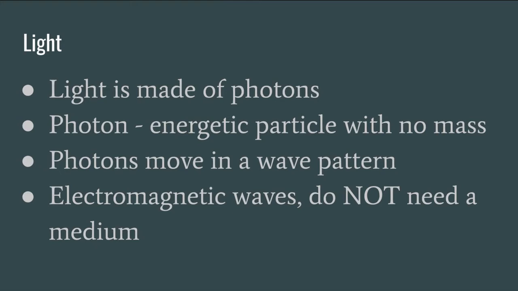So light is actually made up of photons. Photons are these little energetic particles, and they actually have no mass. Now, that's a really, really strange idea that light actually has a particle, but it doesn't have any mass. But we're just going to kind of roll with it for now. If you want to debate the idea of a photon later, I'll be happy to.